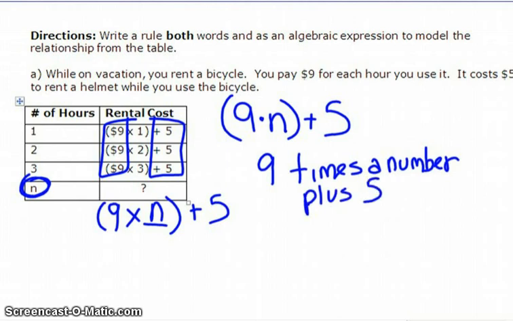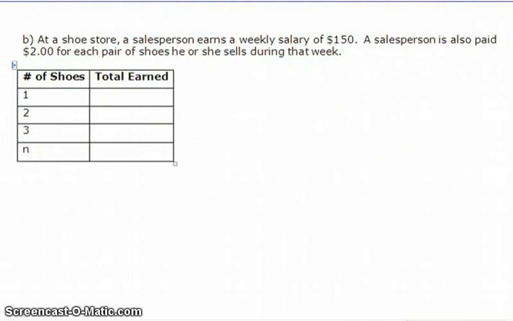So let's look at the second example. B says, at a shoe store, a salesperson earns a weekly salary of $150. A salesperson is also paid $2 for each pair of shoes he or she sells during that week. Now this one doesn't have the table filled in like the last one does, but that's okay. Right? No matter what, this salesperson earns $150. But they get paid also $2 for each pair of shoes he or she sells. So if they sell 1 pair of shoes, they're making 2 times 1 plus 150. So they're making $152.